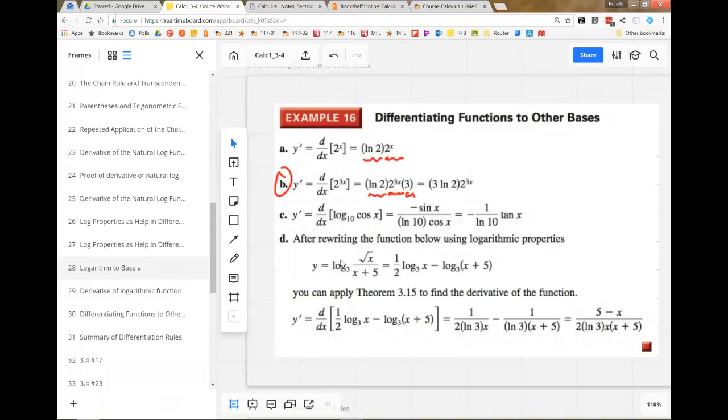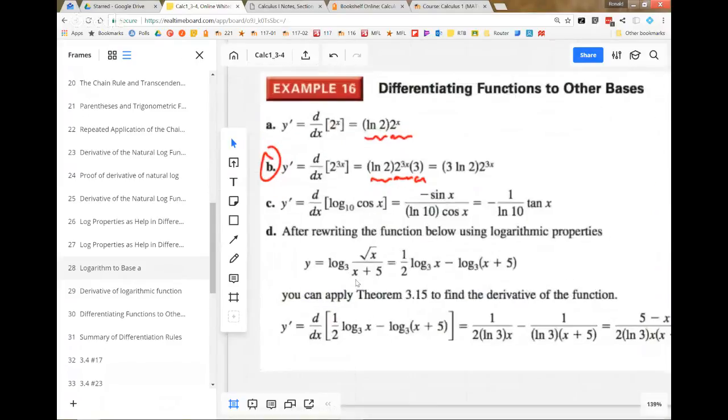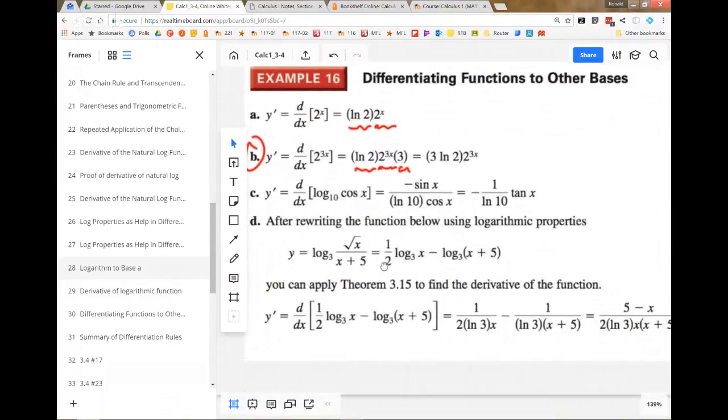So we've got y equals, and there you see we have the log base 3. I think you can see that. The log base 3. So that's like our a.